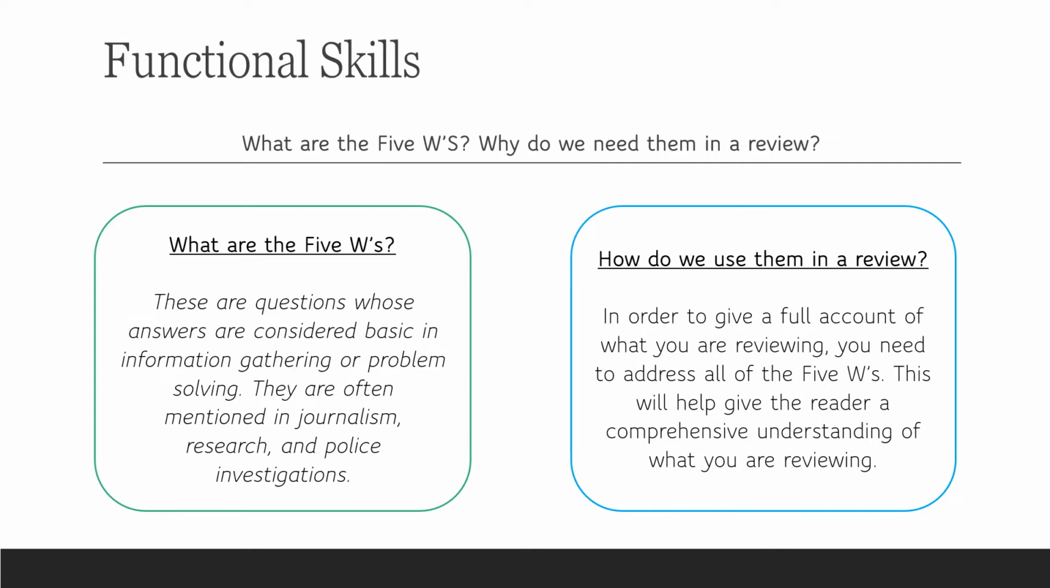In order to give a full account of what we are reviewing, you need to address all of the 5 W's, and this will help give the reader a comprehensive understanding of what you're reviewing. If you are reviewing a restaurant, for example, and you tell us what time you can go there, what kind of food is available, and who would really like this, that is great, really valuable information. But if you don't tell me where it's located in the country, then I'm going to be really limited in knowing how to access this food or to visit this restaurant. So you need to make sure that all of those 5 W's have been addressed in the first or second paragraph of your writing.